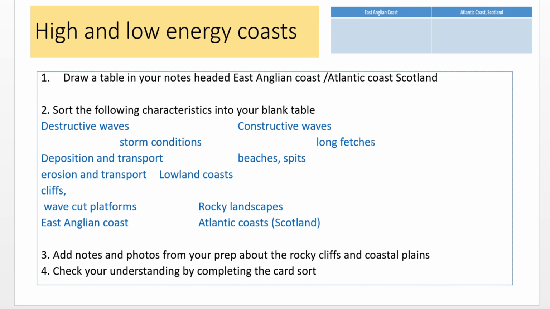Fetch, remember the definition of fetch was the distance over which the wind blows to make waves. So if you've got a long fetch, generally speaking, you have much bigger waves. So have a little think about where you might put these factors. If you get really stuck, you need to send me a message, but you could have a look in the textbook. That would also help you.